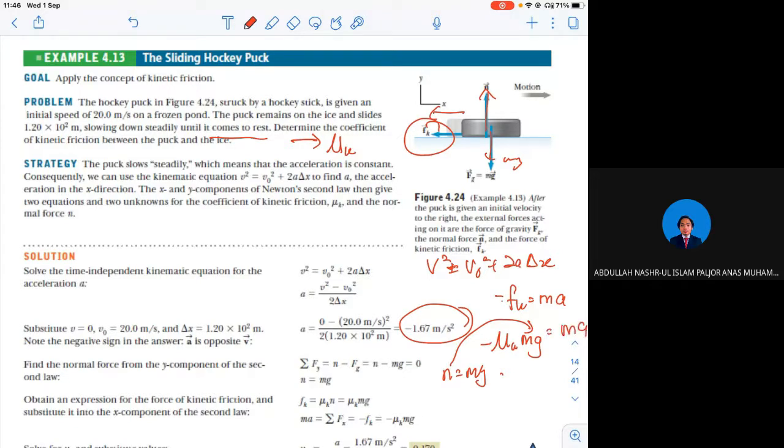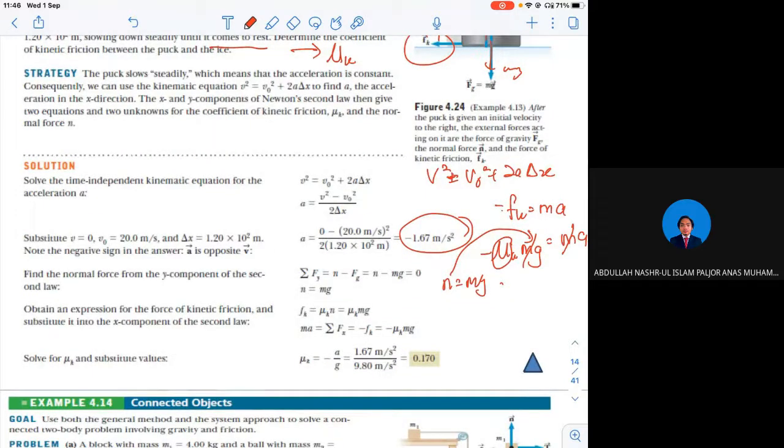equals ma. Now you can cancel out m, and in the end you need to find mu. So mu will be equal to 0.170. Okay, because it doesn't have a unit.